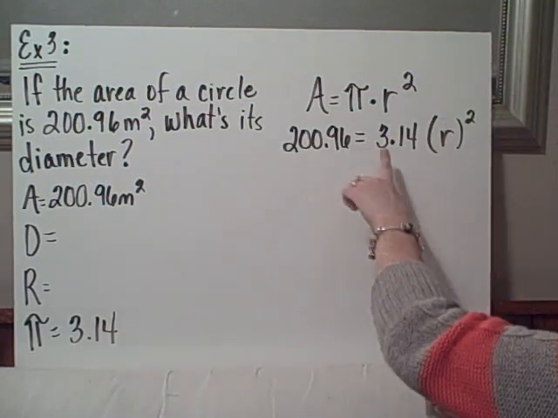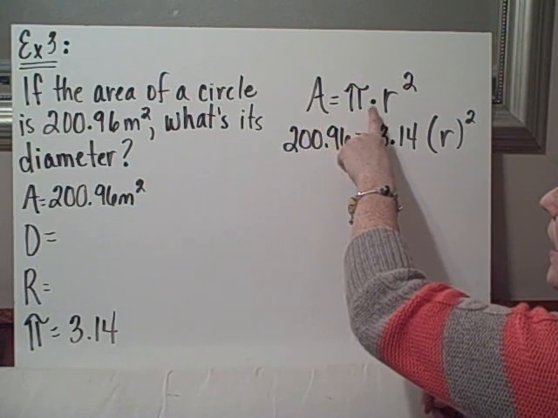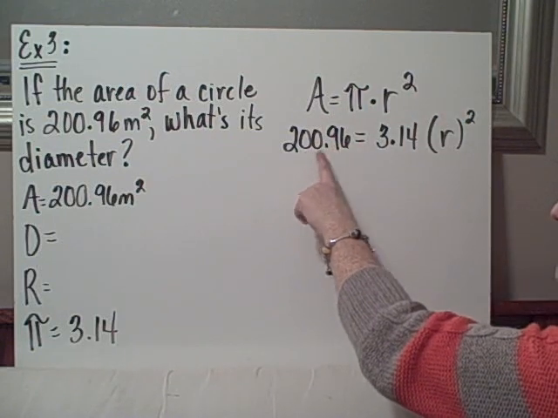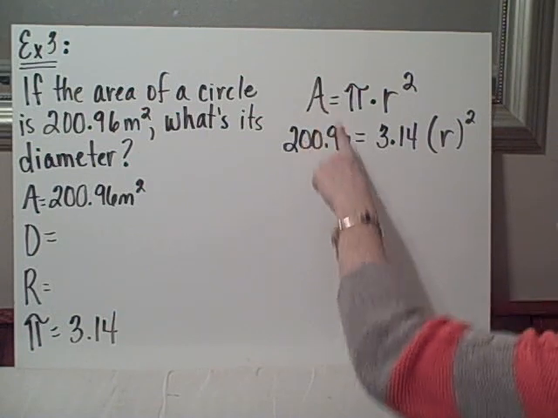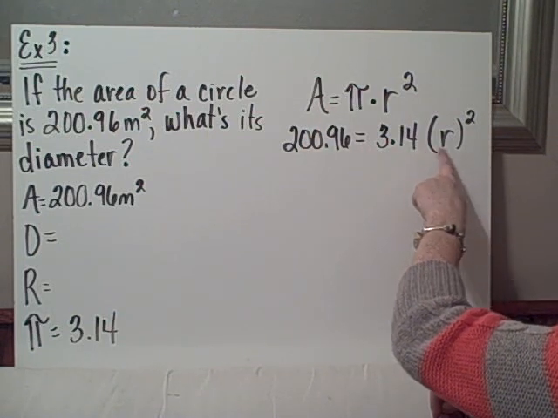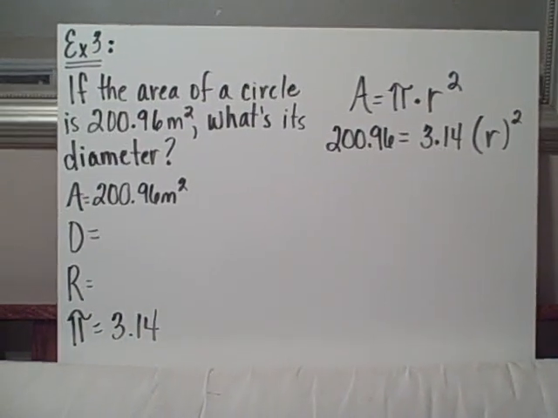So I've come over here and I've already started setting up the problem for you. Area is equal to pi times the radius squared. I have filled in 2.96 as my area. That is equal to pi times my radius squared. But I have to figure out what my radius is. So I'm going to work backwards a little bit.